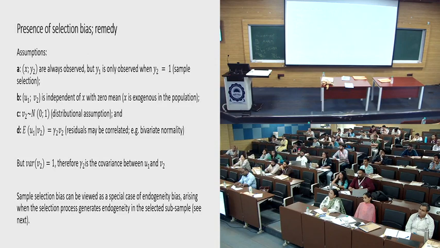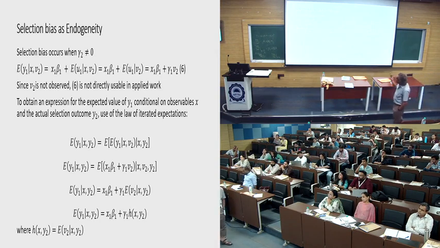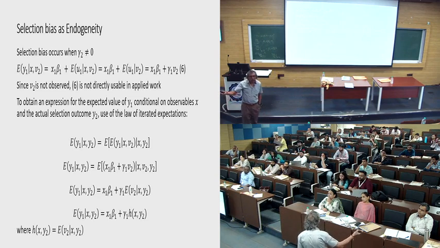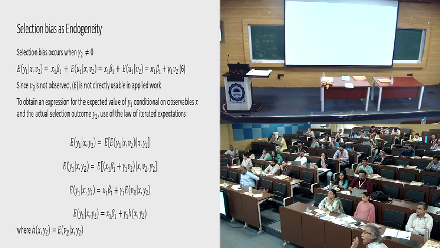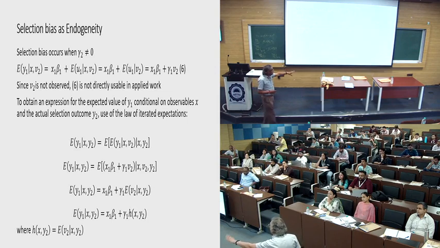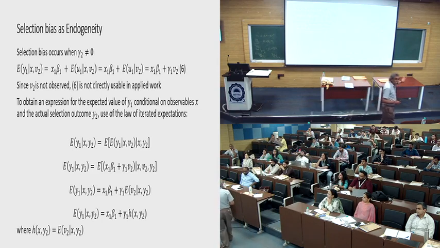Recall the assumption. Look at assumption D. The expected value of u1 conditional on v2 is gamma 1 v2. I just substitute that over there. v2 is not observed, so it is not directly usable in applied work. What I do is get an expression for the expected value of y1 conditional on observables, like age, experience, number of kids, family income of my participation equation, and the actual selection y2, again using the law of iterated expectation. And it turns out that in the last expression, I get something like x1 beta 1 plus gamma 1, and then h could be any function which depends on x and y2, and that could even be a nonlinear function. Clear? Fine.